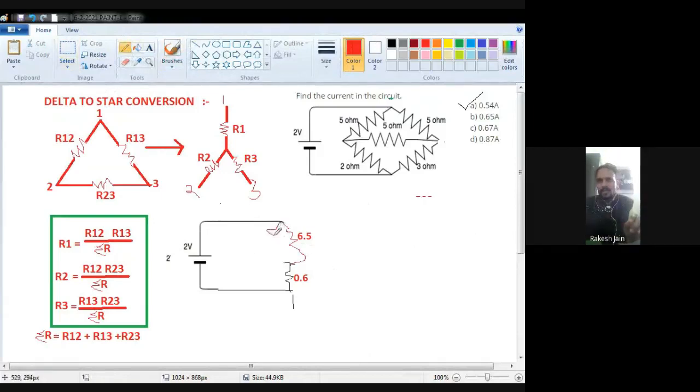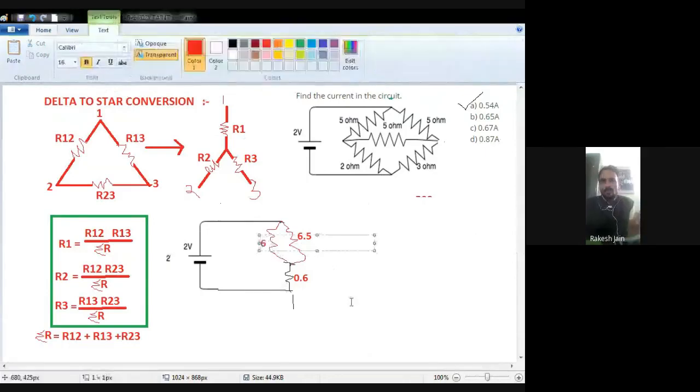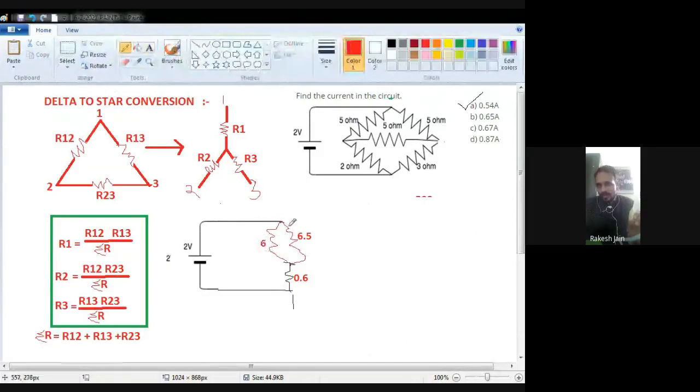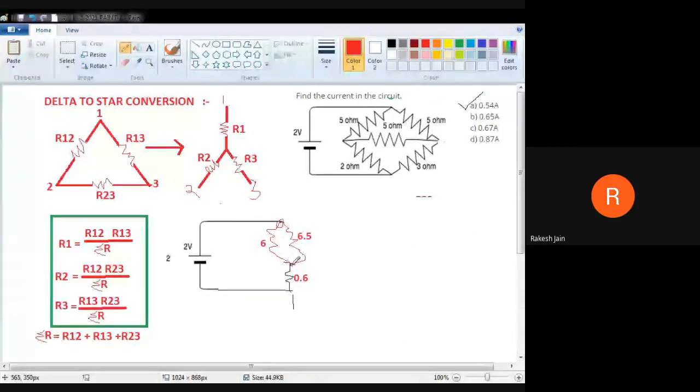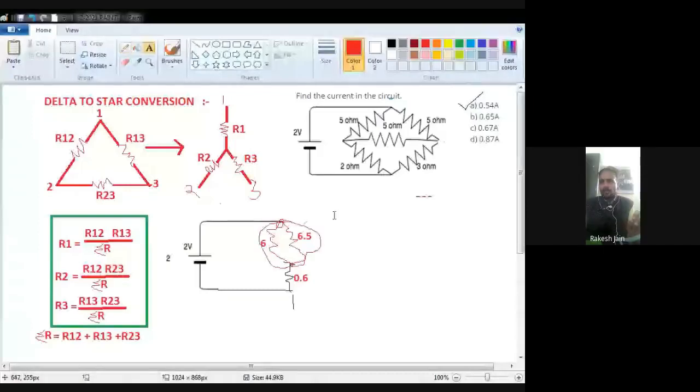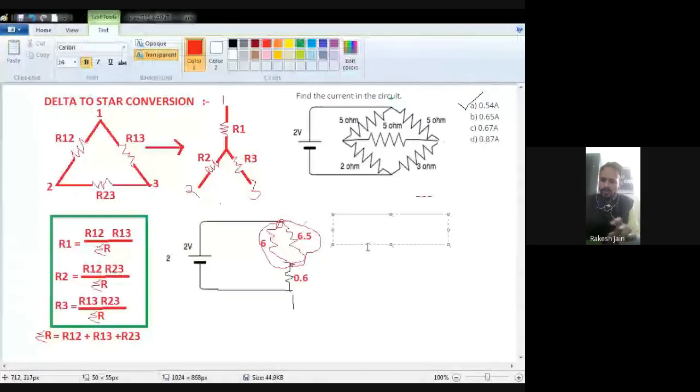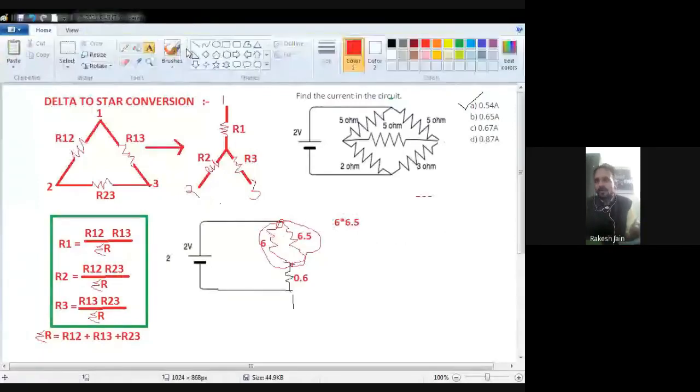Okay. So now your diagram will be changed, and I put these three values into the new diagram. Now see very carefully. So what is your R1 answer? R1 is 0.6. Okay. Now what is your R2? R2 is your 1.5. Now what is your R3? R3 is your 1 ohm. So all of these three resistances are here.